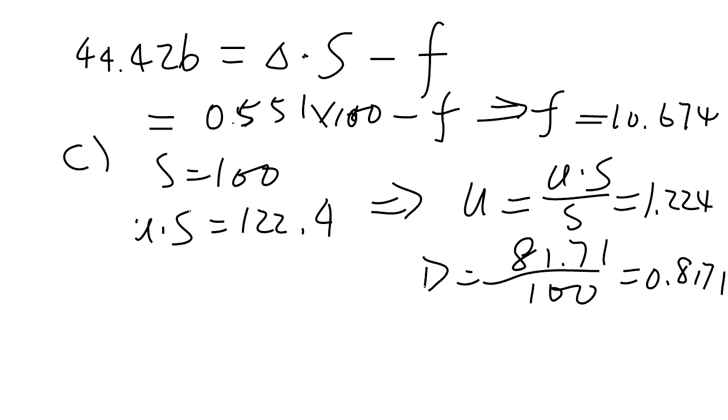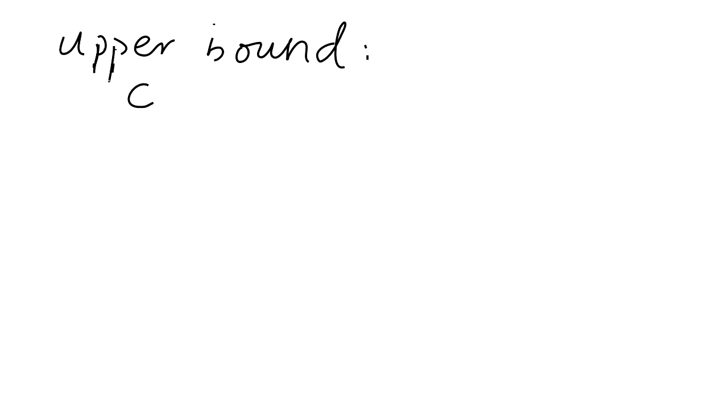Let's see. Example for upper boundary arbitrage. So the upper boundary for the call, what is it? It's the stock price, right? How about the put? Should be the K, right?